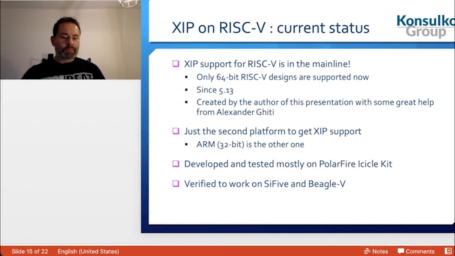On the other hand, even though this is a certain big limitation, still RISC-V is on the edge, because before that it was only 32-bit ARM that supported XIP, and not many people are interested in 32-bit ARM nowadays, as opposed to 64-bit RISC-V. This is very interesting.